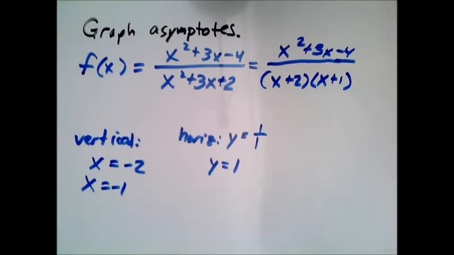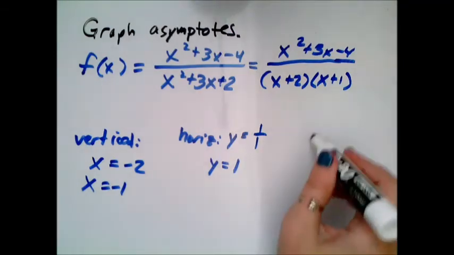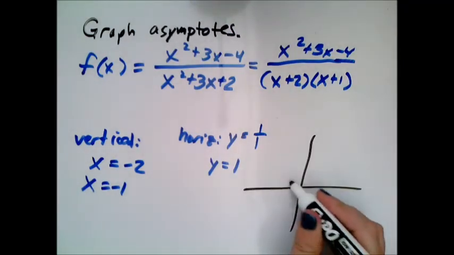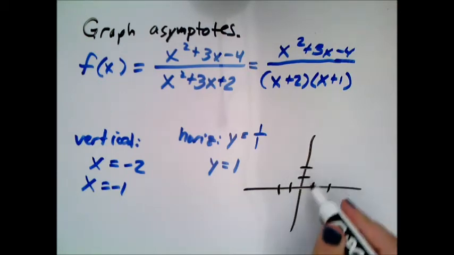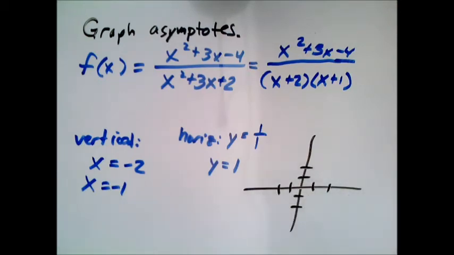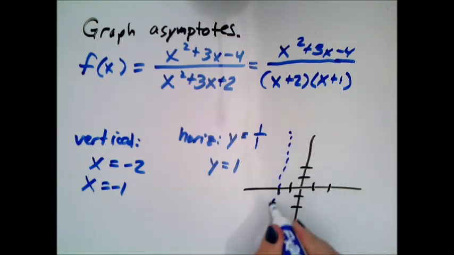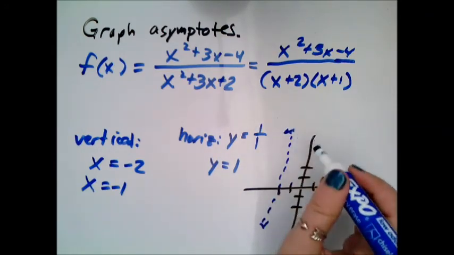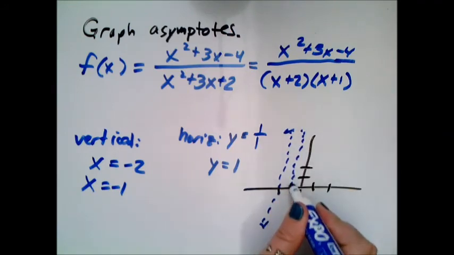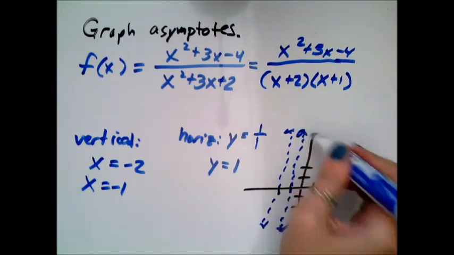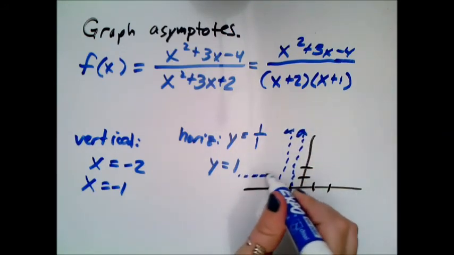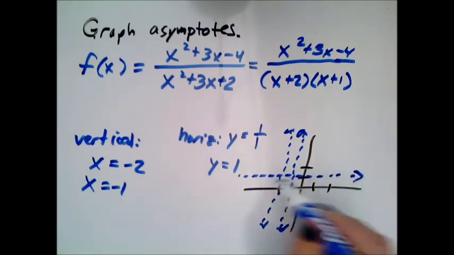All right, so if I want to put those on a graph really quickly, what would they look like? So x equals negative 2 would be a vertical asymptote. x equals negative 1, another vertical one, kind of close together there. And then at y equals 1, we have a horizontal asymptote.